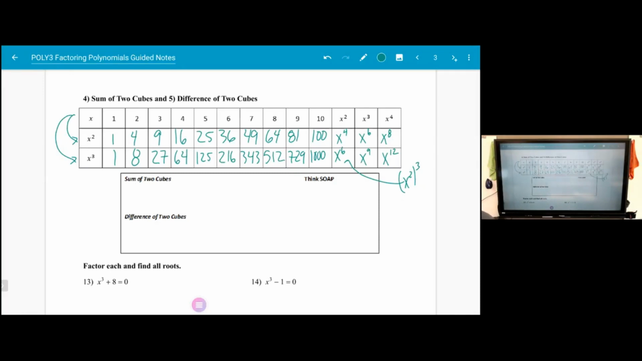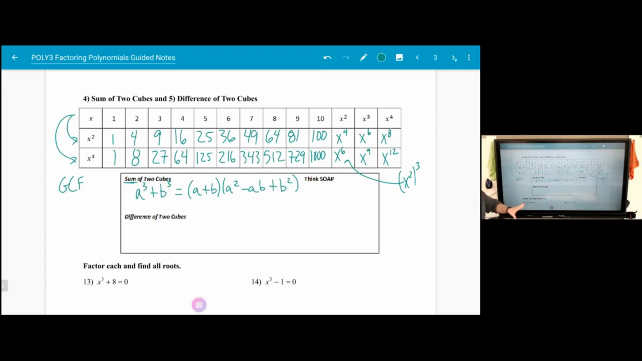Let's leave that whole think soap at the end for now. I'm going to tell you that if you've got 2 cubes and sum is addition. Also, just as a reminder, always look for a GCF. But the sum means addition. Sum of 2 cubes. In other words, if I have 2 things that are cubed and they're added together, a cubed plus b cubed, this factors to a plus b times a squared minus ab plus b squared.